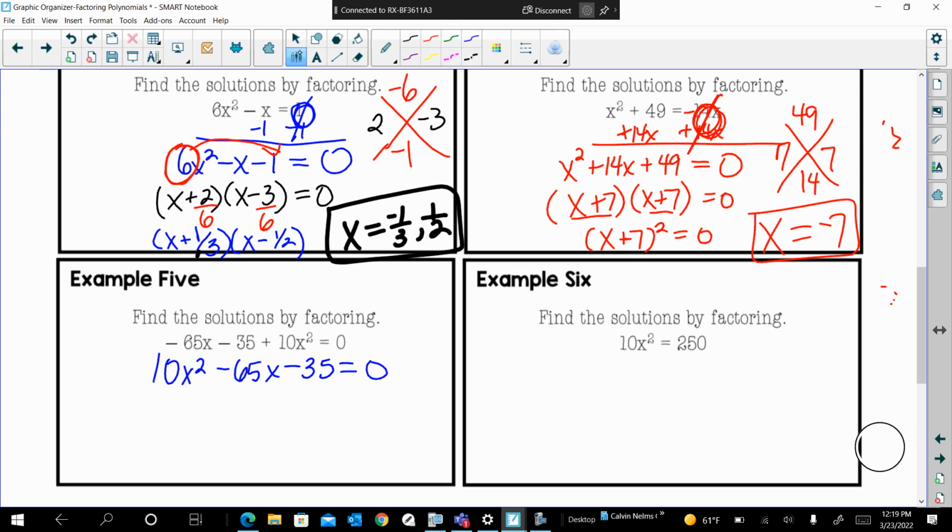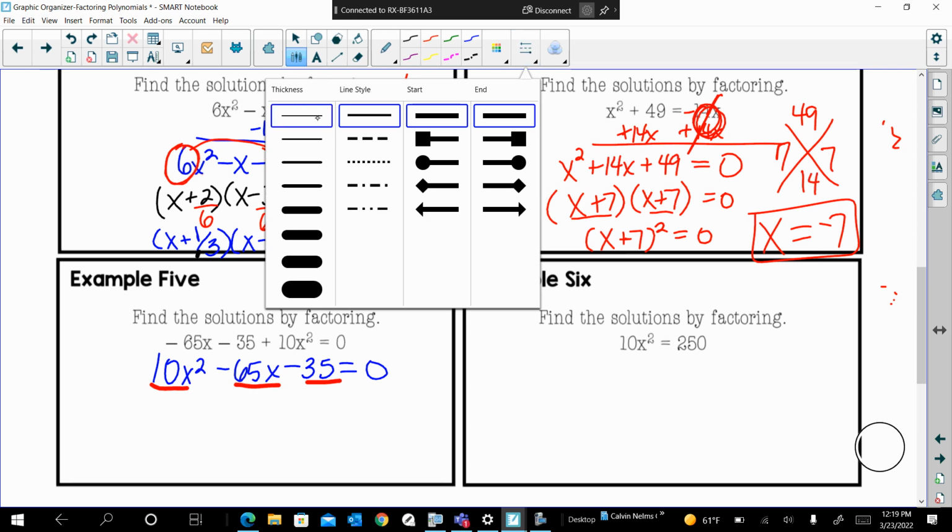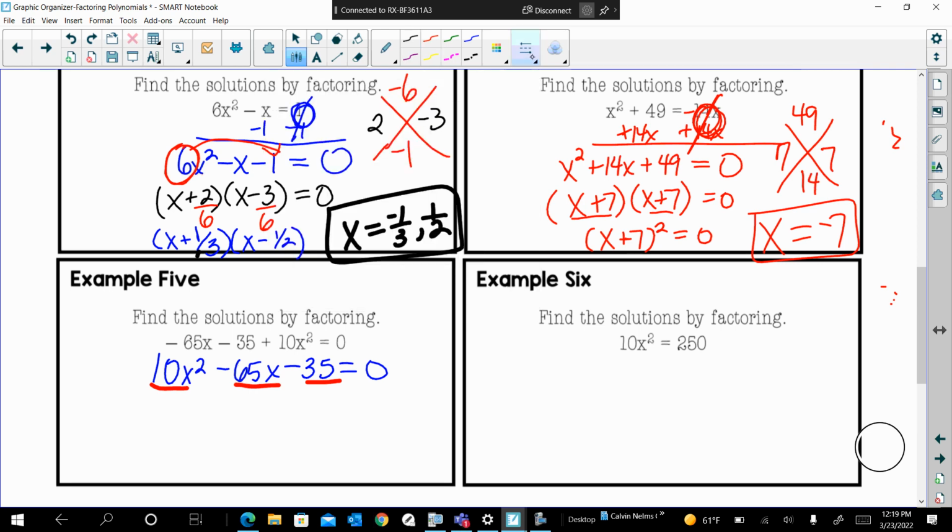Okay, so now that I have it in standard form, do I have a GCF? Because that's what you should always check first. Do I have a GCF between the 3? 5. Yep, 5. So we're going to divide everything by 5 first. So when I do that, we get 2x squared minus 13x minus 7 equals 0.